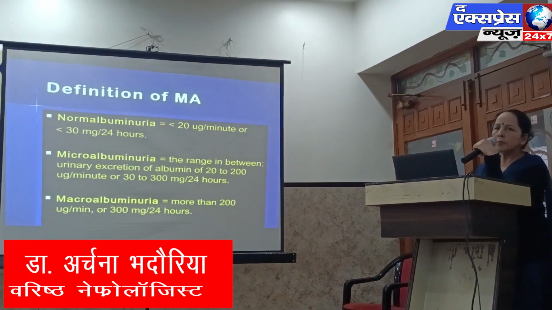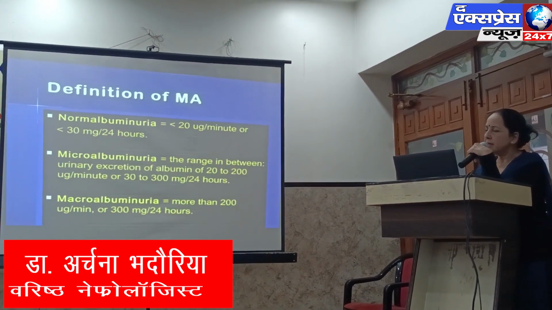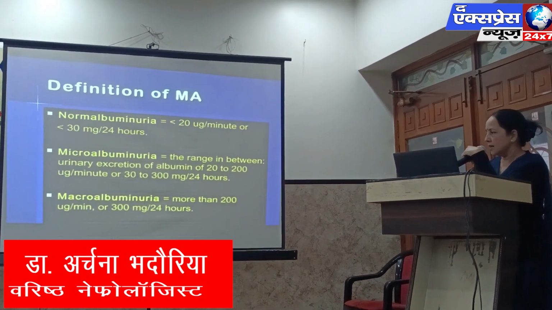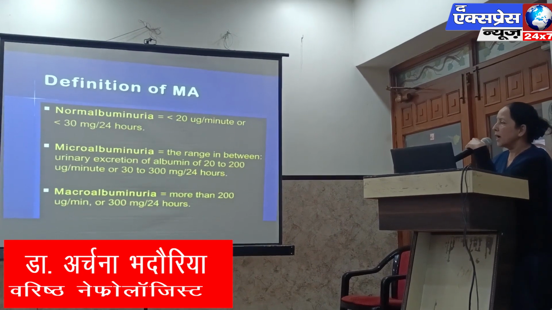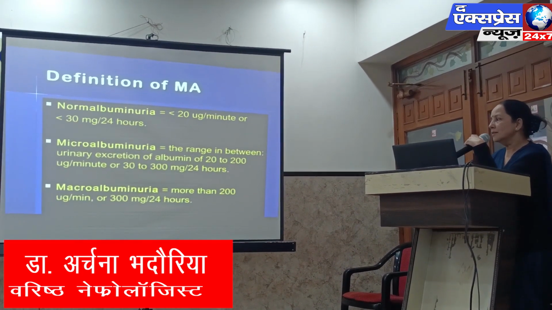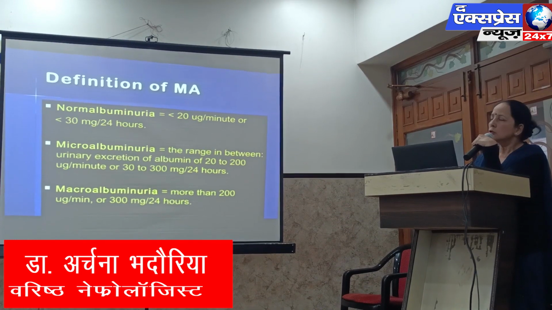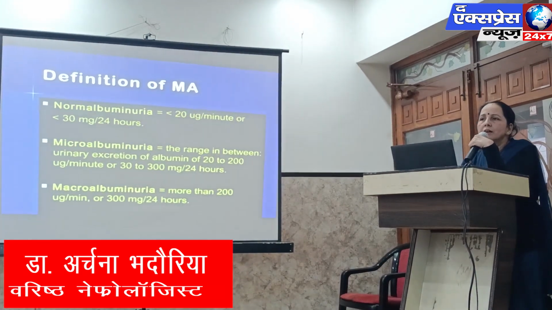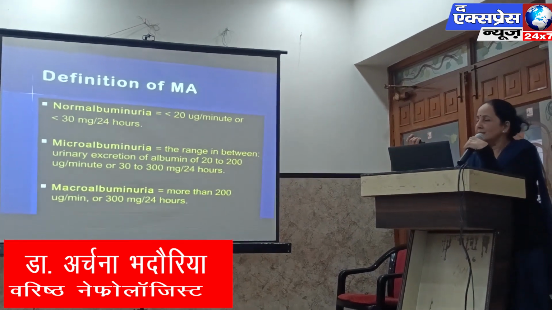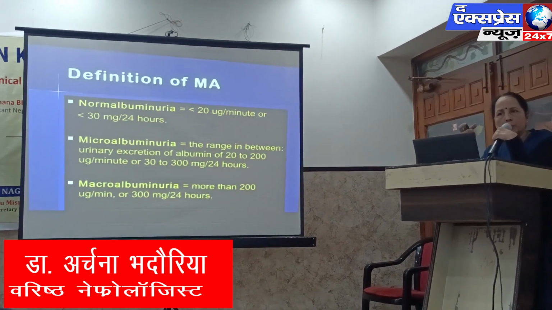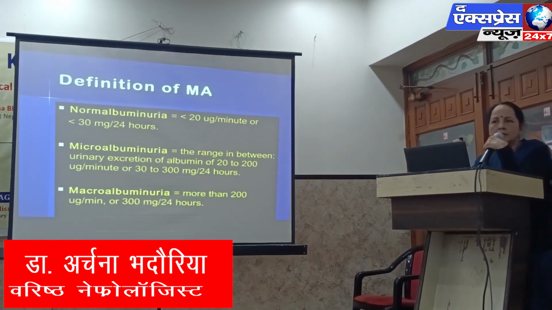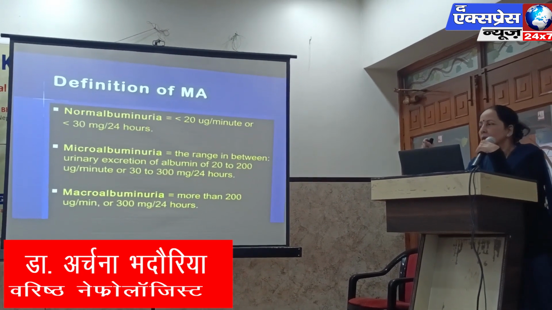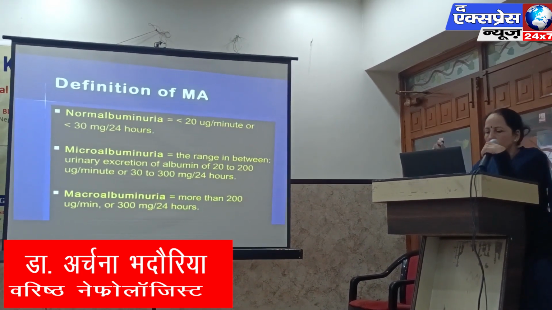Now, normal albumin in the urine is less than 30 milligrams per 24 hours. Microalbuminuria is a range of 30 to 300 milligrams per 24 hours, and macroalbuminuria is more than 300 milligrams in 24 hours. So the terms micro and macroalbuminuria are actually misleading. One must understand that it is not that there are different fractions of albumin, a small fraction or a large fraction. Albumin is the same; it is the quantity of the albumin which is less or more for micro or macroalbuminuria.